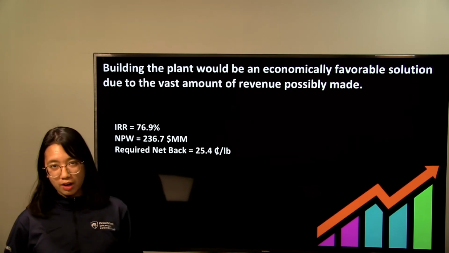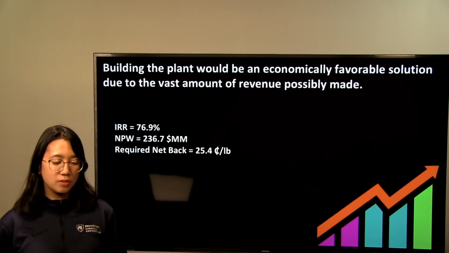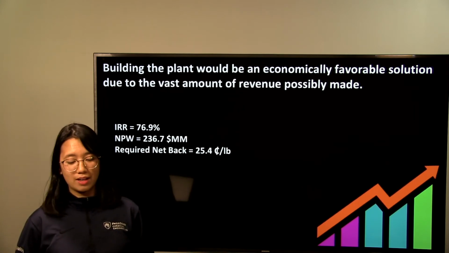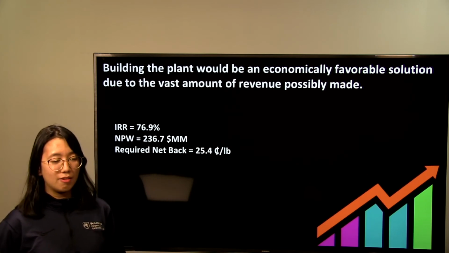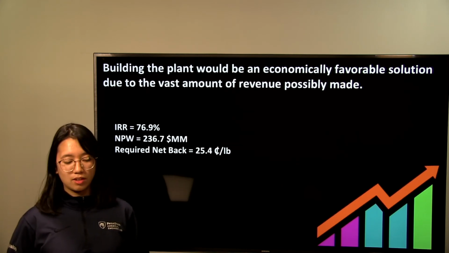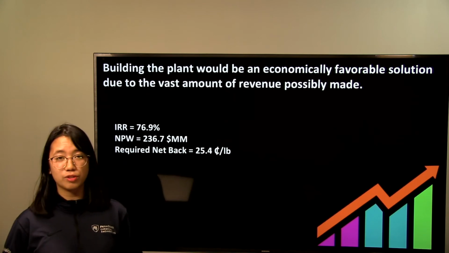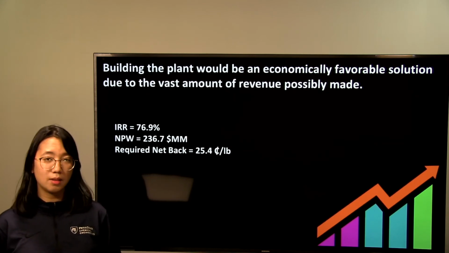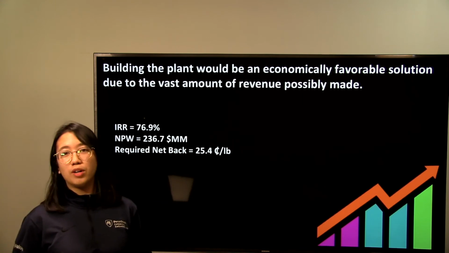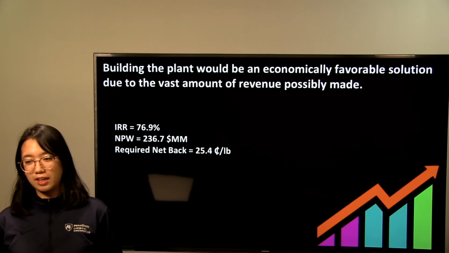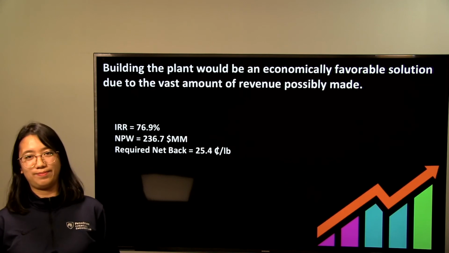To achieve a required netback, acetone product can be sold for as low as 25.4 cents per pound, even though currently, based on our prediction, acetone can be sold for 73 cents per pound. Mengying will talk more about the alternate processes that can be done with our plant.